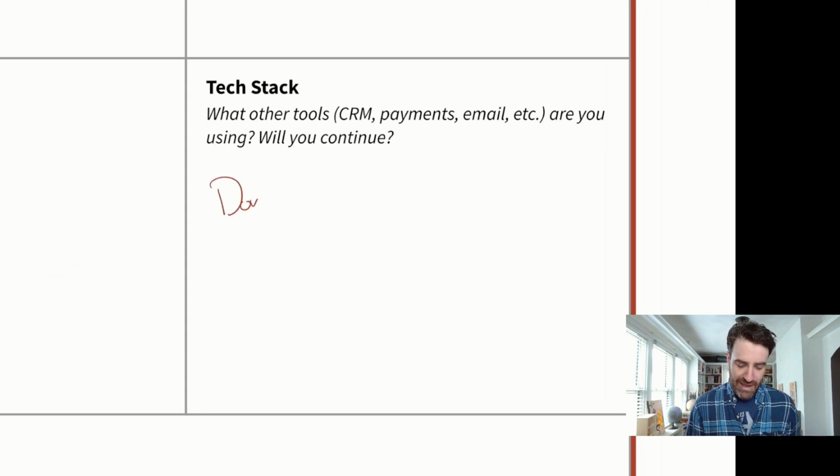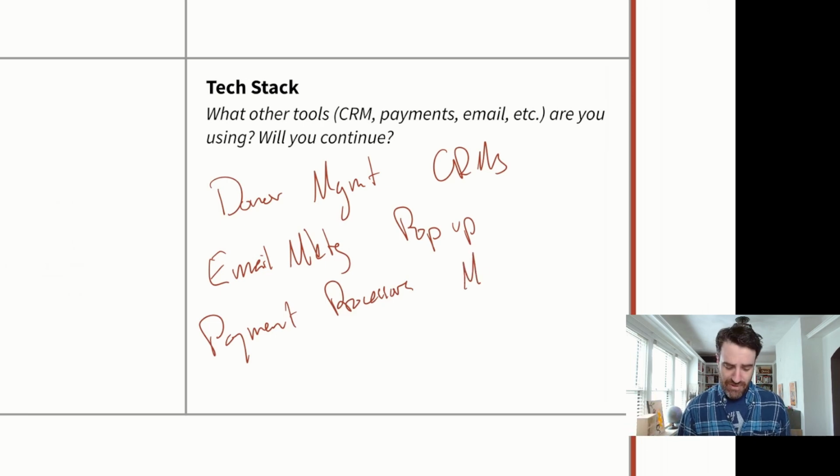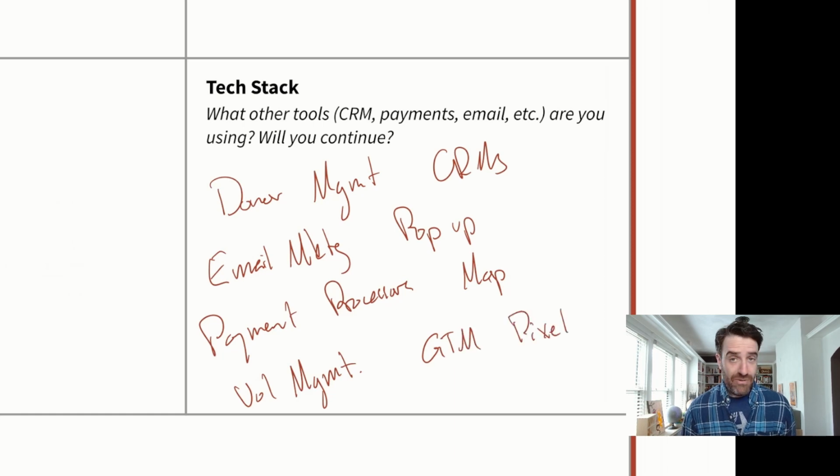This could include things like donor management systems or CRMs. It could include things like email marketing tools, or maybe pop-up tools that you're using. Could include maybe payment processors, or maybe you're using a mapping tool for maps. Maybe you're using a tool for volunteer management. It's a pretty common one that we see for organizations that have a lot of volunteers. Maybe you're using third-party tools like Google Tag Manager or pixels from social channels, or maybe Zapier to connect some third-party tools. Whatever tools you're using, just list those out here and make a note of whether or not you're going to continue to use those. It'll help your potential partner firm up the scope of everything that's going to be involved, all the moving pieces that are going to go into your project.